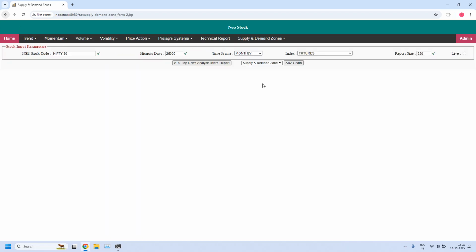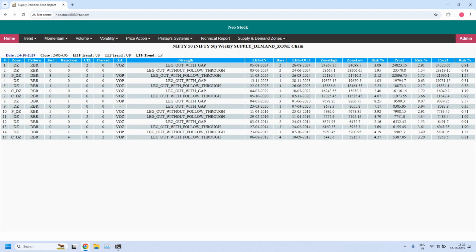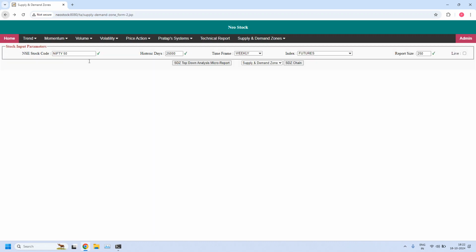Okay, next time frame is weekly. I am generating weekly supply demand zone chain for NIFTY. Okay, next time frame is a daily. I am generating daily supply demand zone chain for NIFTY.